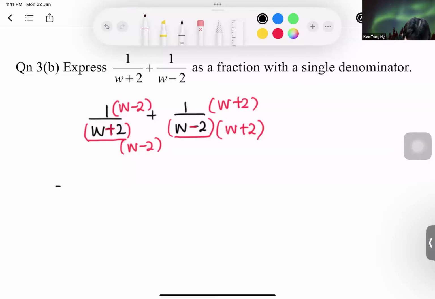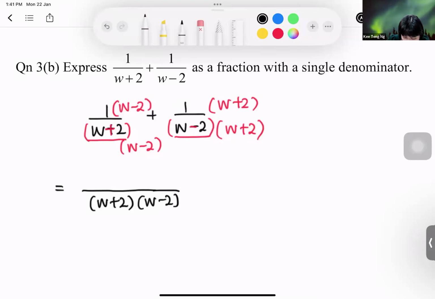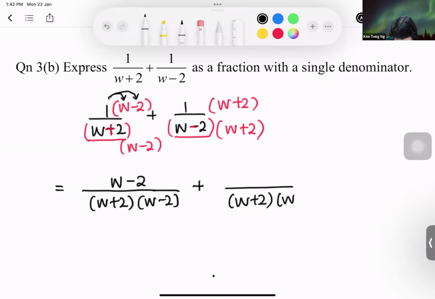Now, let us look at our first fraction. I'll have w plus 2, w minus 2 as my denominator, and this is just 1 multiplied to w minus 2. So this still stays as w minus 2, plus. This one will also have the same denominator. I'm just going to rearrange it. So w plus 2, w minus 2. They still have the same component, just that I rearrange them differently.